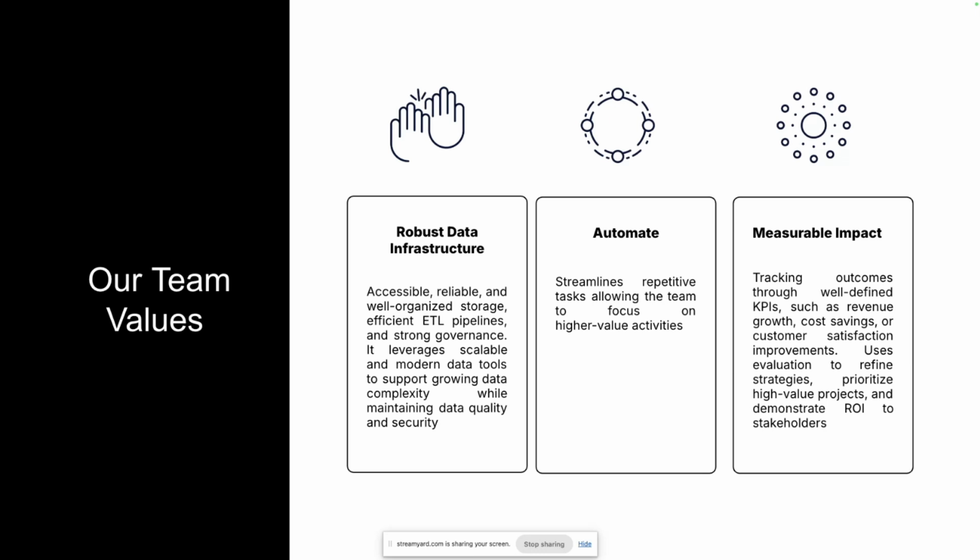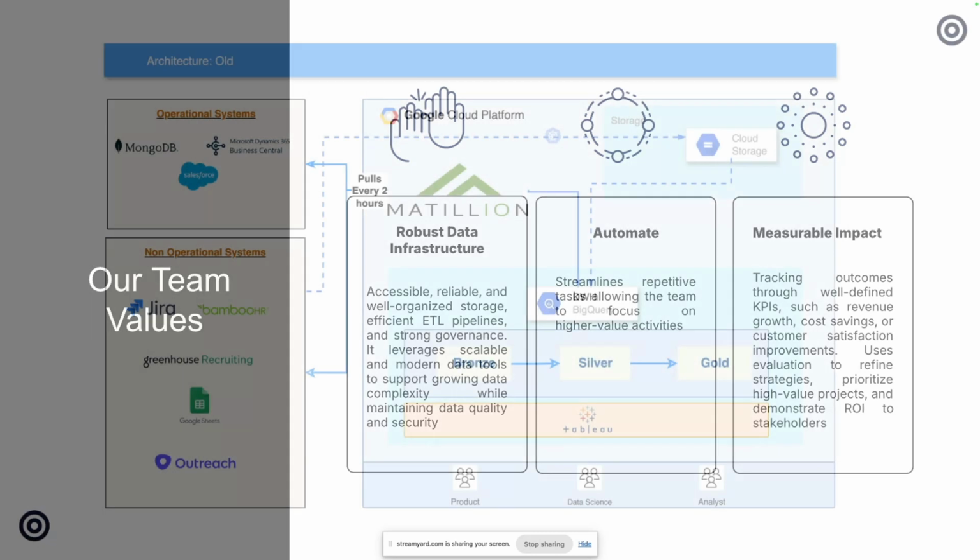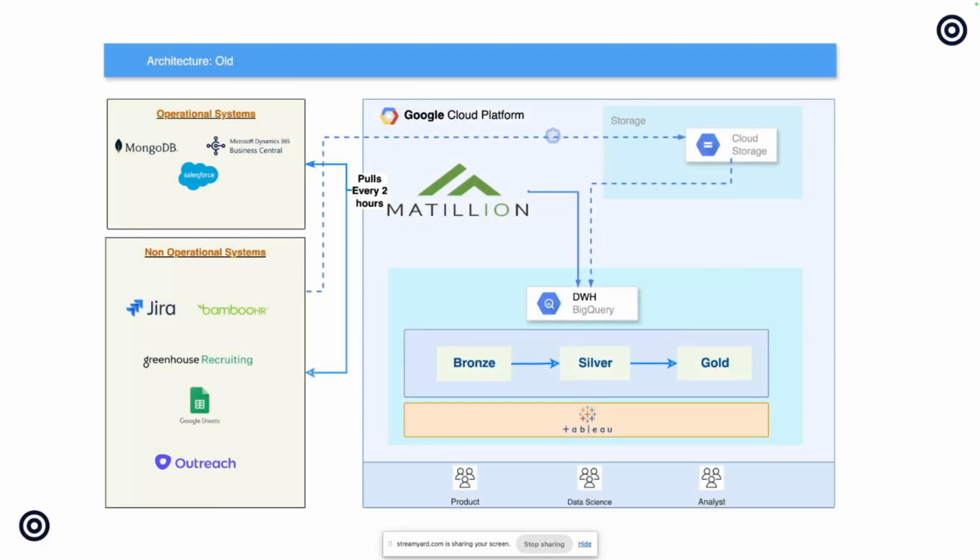So as I said, when we started, our architecture would look something like this. This is a monolith architecture, and you'll see we have correctly classified the operational and the non-operational data sources. We use Google Cloud, and BigQuery is our central warehouse. All the heavy job was done by one single tool called Matillion.